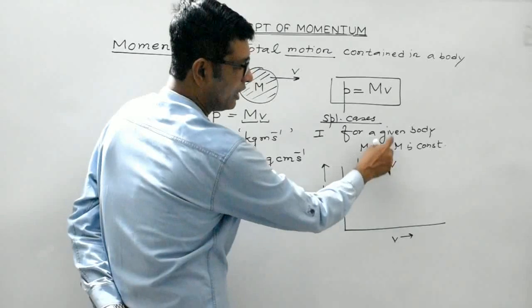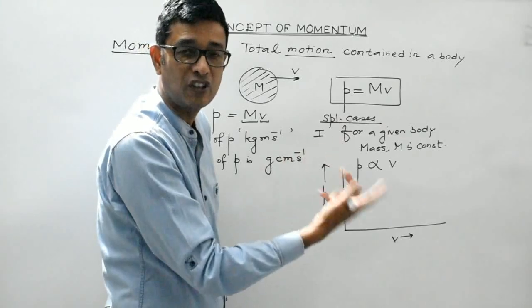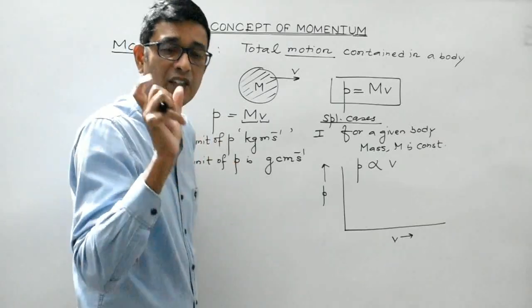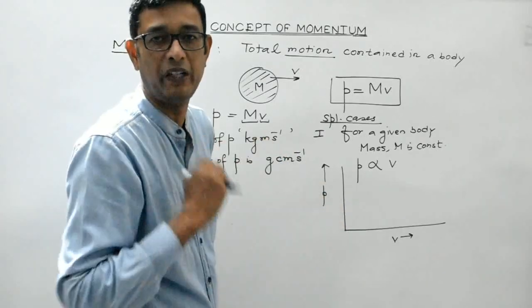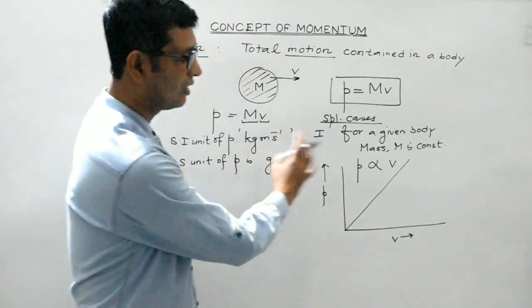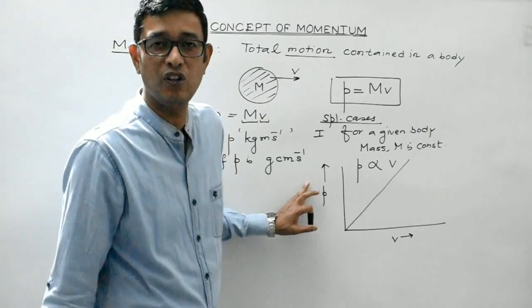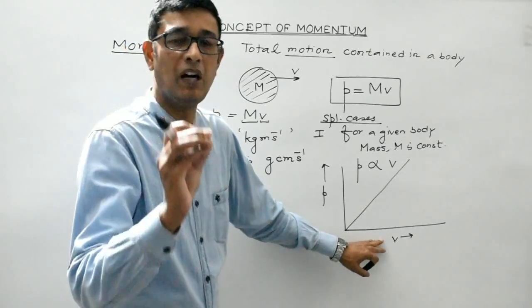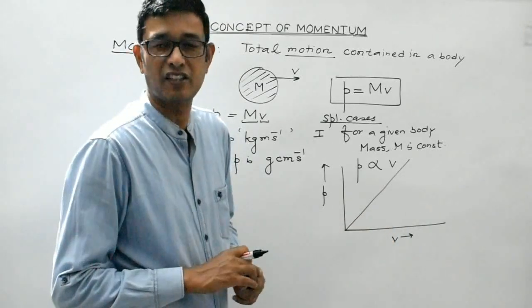So, in case velocity is made twice, the momentum of the body will also become twice. If the velocity of the body is made 3 times, the momentum of that particular body will also become 3 times. So, for a given body, the momentum increases linearly with the increase in its speed. Therefore, the graph obtained will be like this. It will be a straight line inclined towards the horizontal, passing through the origin. This graph shows the variation of momentum with the velocity of a body for a given mass. Here mass is constant, so P is directly proportional to V. Is it clear, students?